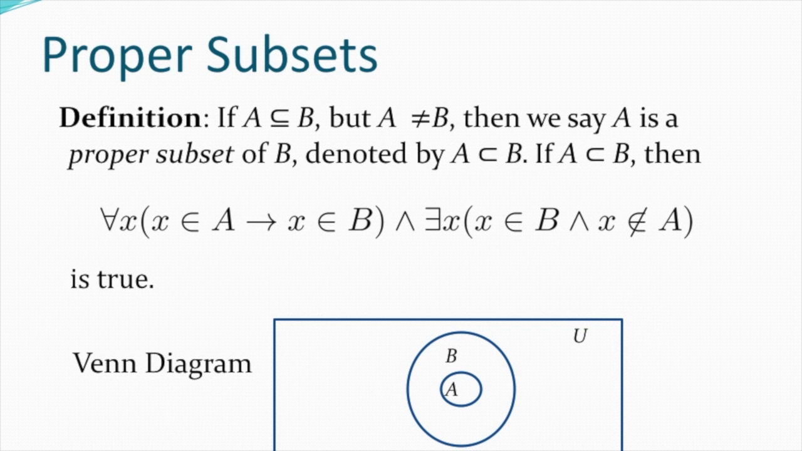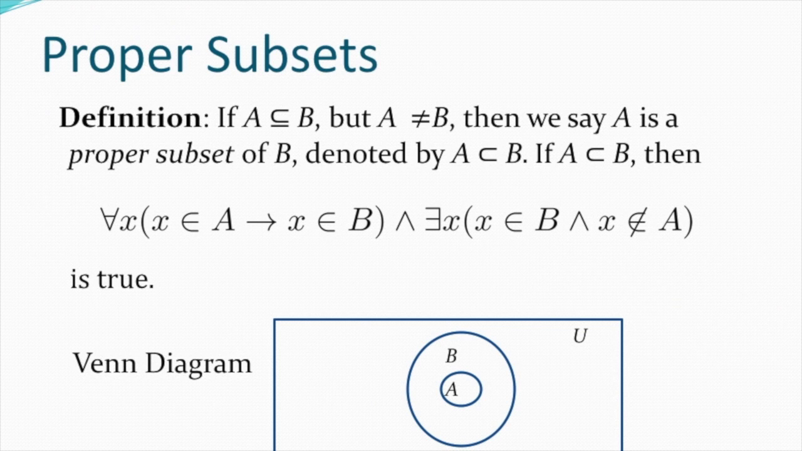So if we have A, which is a subset of B, but A is not equal to B, then we say that A is a proper subset of B, and we denote it by the notation A, a proper subset of B. And then for all X, now the relationship is different. For all X, if X belongs to A, then it belongs to B. Now the only exception we have is that there is one small X in B, and it's not in A.